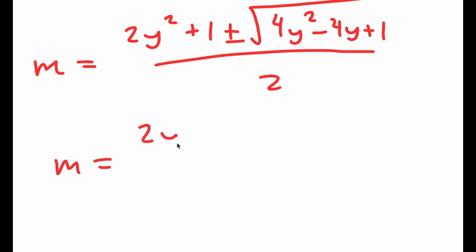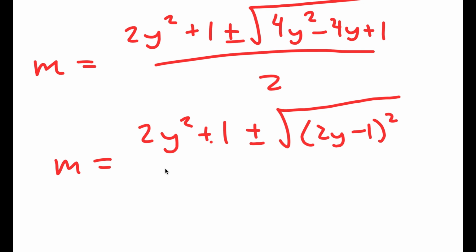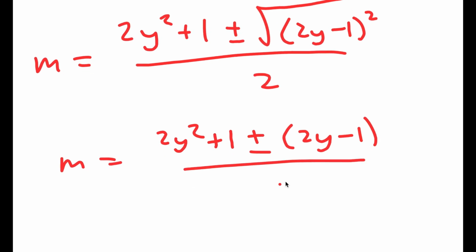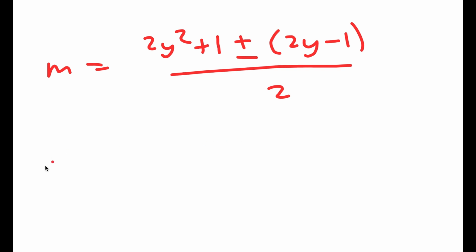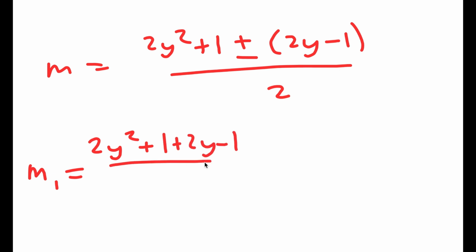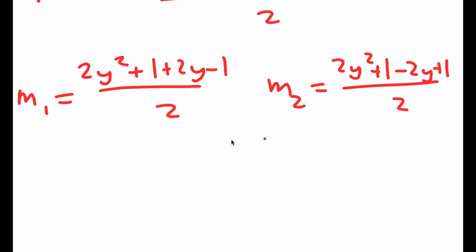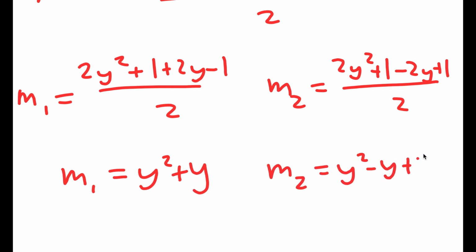Now, this is equal to 2y squared plus 1 plus or minus the square root of (2y minus 1) squared, which is the value of 4y squared minus 4y plus 1. And the square root of (2y minus 1) squared is simply equal to 2y minus 1. So now I have two values of m. I have m is equal to (2y squared plus 1 plus 2y minus 1) over 2, and m is equal to (2y squared plus 1 minus 2y plus 1) over 2. So this means that m1 is equal to y squared plus y, and m2 is equal to y squared minus y plus 1.